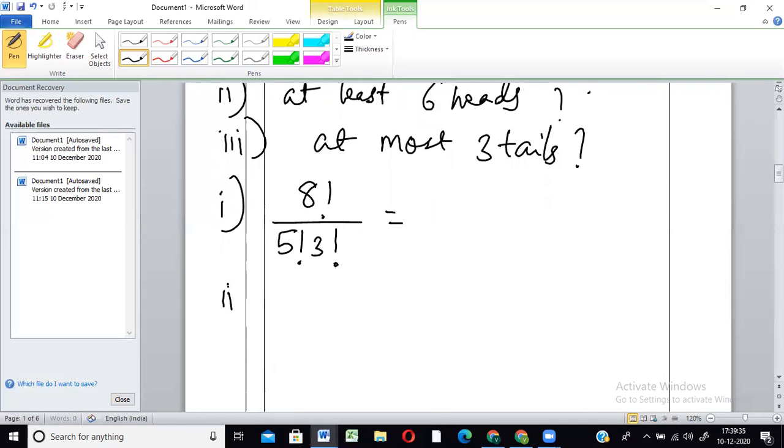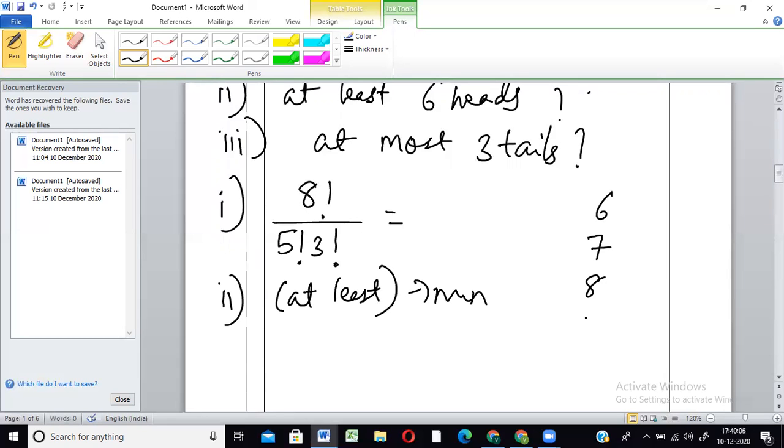Now the next sub question is at least 6 heads, right? At least 6 heads, what does that mean? At least means minimum, right? Of course more than 6 will do. So will 6 heads do? Yes, of course. Will 7 heads do? Yes, of course 7 heads will also do, because they're telling you at least 6, which means 5 will not do, 4 will not do, 6 and more than 6 will do. 6 heads will do, 7 heads will do, 8 heads will also do.